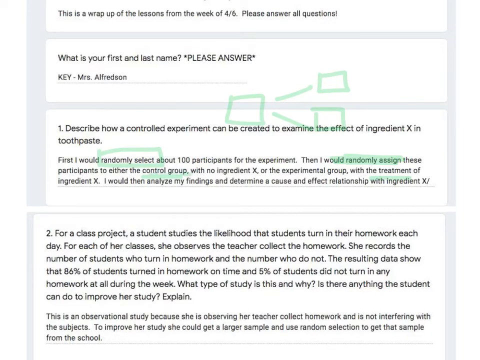Control groups are nice. You could also compare two different ingredients to see the differences, but a control group is like your baseline, so that's a good thing to have. What I would then do is I would analyze what I found and see if there was a cause and effect relationship with ingredient X.